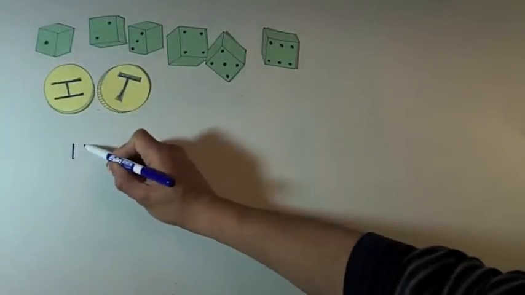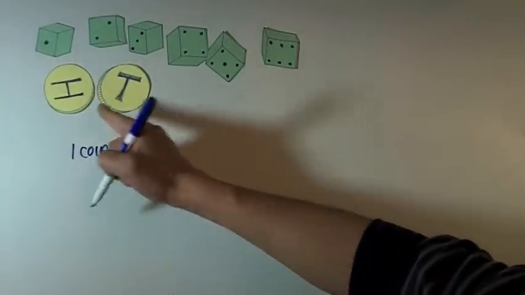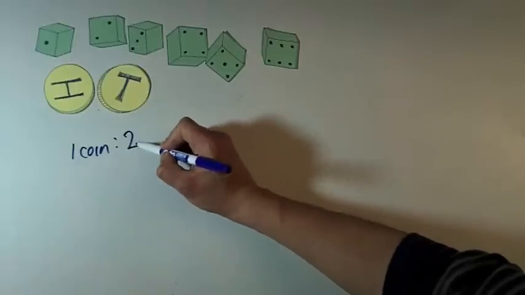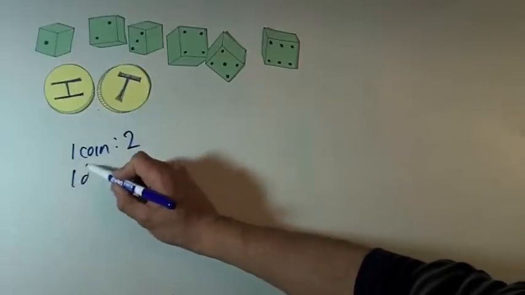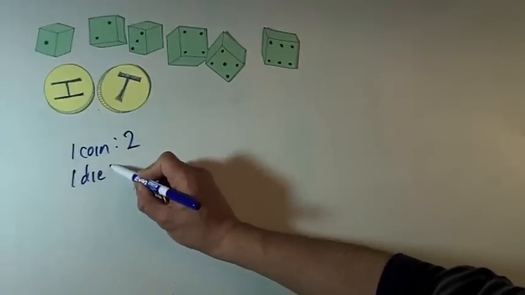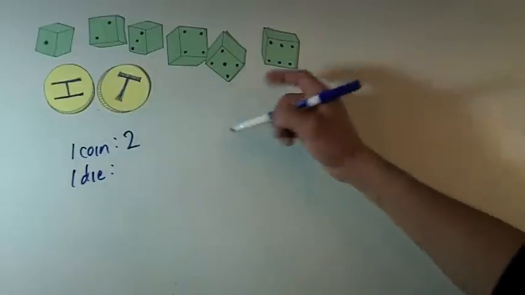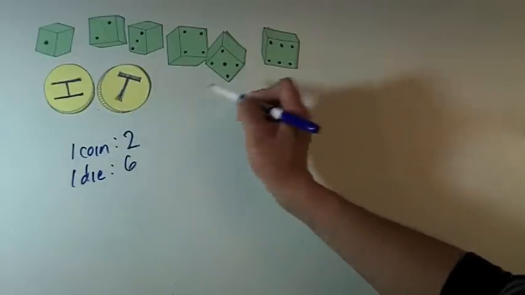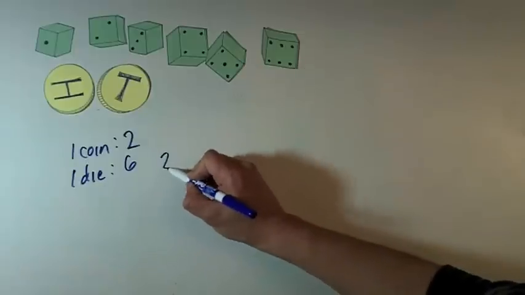So here we go. We have our 1 die and 6 sides, and we have our 1 coin and 2 sides. So let's write that down. 2 for the coin, and 1 die. We're going to have those 6 sides written down, each of the numbers. And then we're going to go ahead and put together our tree diagram.